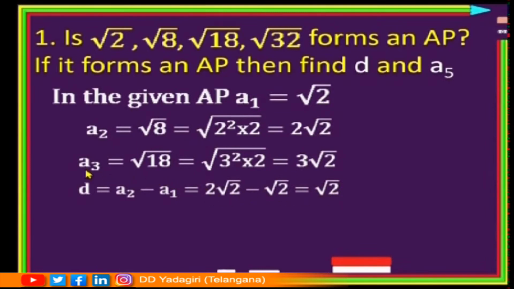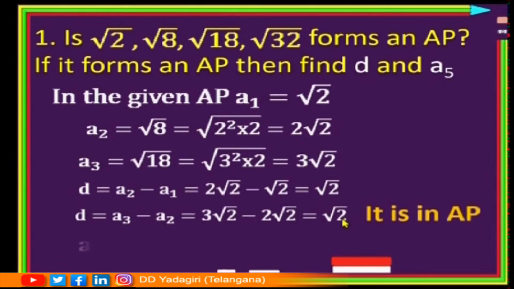Next, what is the difference between a3 and a2? So that is a3 minus a2 is equal to 3 root 2 minus 2 root 2, which is equal to root 2. Here the common difference a2 minus a1 and a3 minus a2 both are same. So therefore we can say that the given terms forms an AP. The given terms forms an AP, and we need to find, what is our question? We need to find d, common difference d, and fifth term. So just now we have seen how to find the common difference. The common difference is root 2 and fifth term.